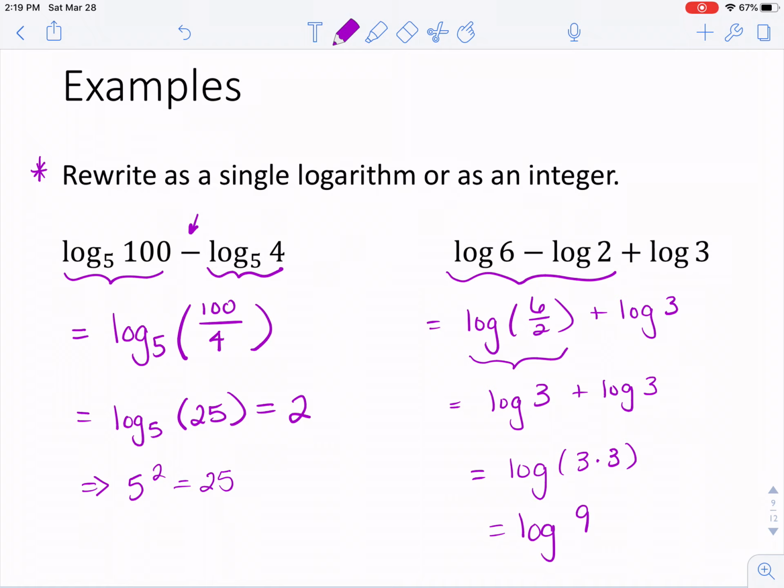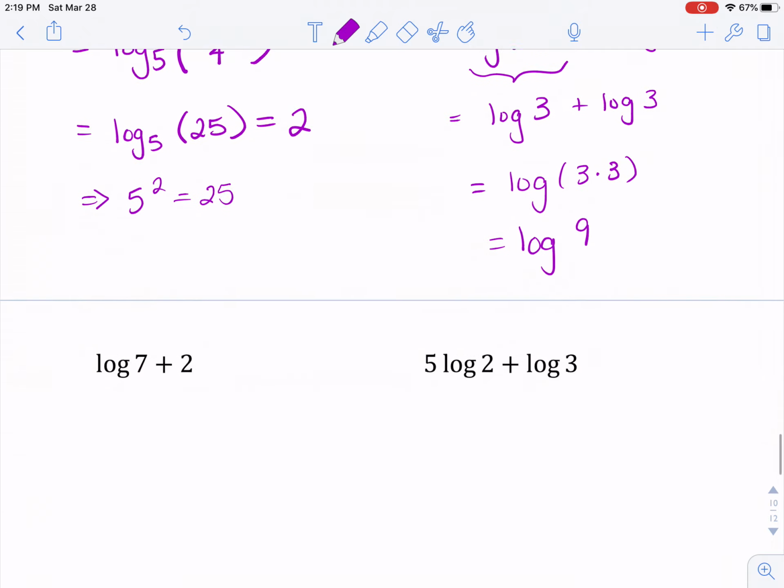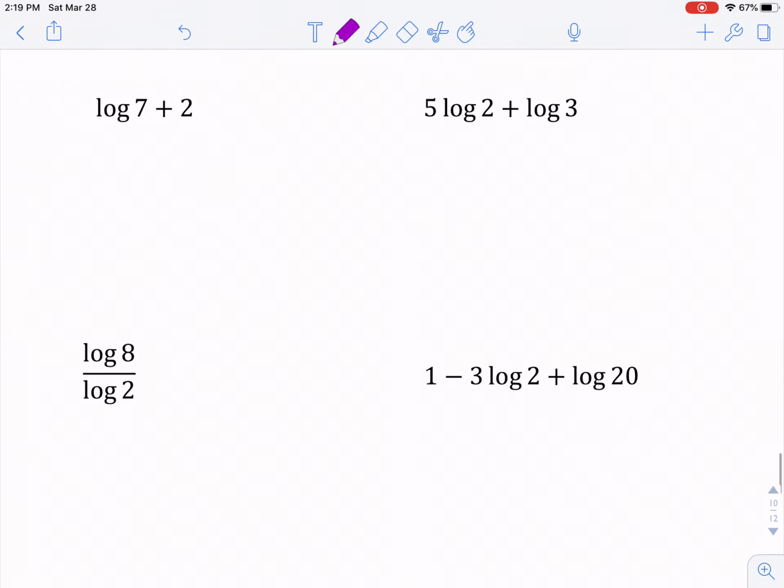On this one, there is no way to take 10 to some power and actually get 9 without it being some funky decimal approximation. In fact, I could use my calculator, type in log of 9 and get 0.954, which makes sense because 10 to the 1 is 10, so 10 to something equals 9 needs to be a little less than 1.